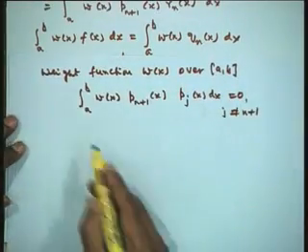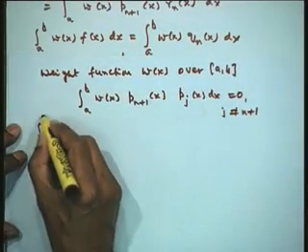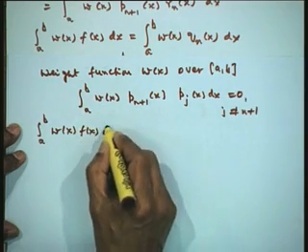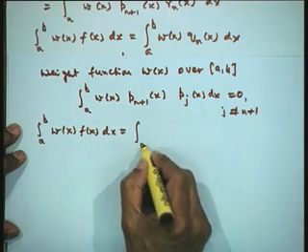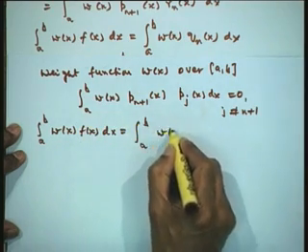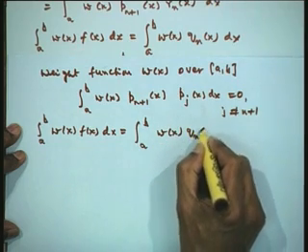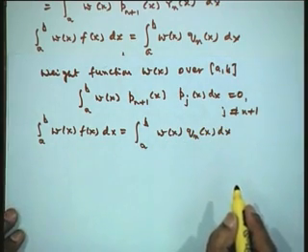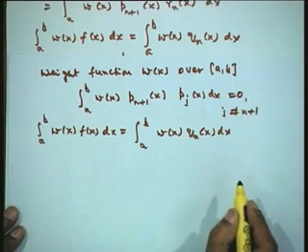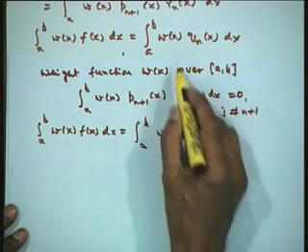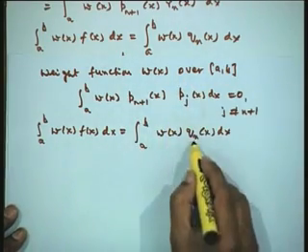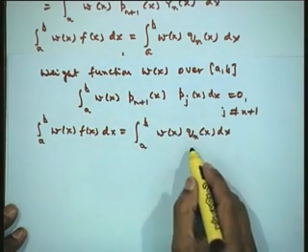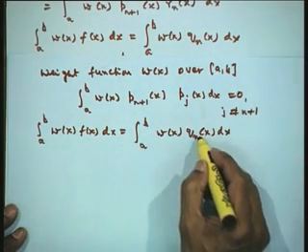Therefore, I conclude from here that the integral from a to b of w(x) f(x) dx is equal to the integral from a to b of w(x) q_n(x) dx. Now, we have achieved what we want: we have thrown away the second term. But q_n(x) is known to us already, it is the Lagrange interpolating polynomial. So, I can substitute the value of q_n(x).